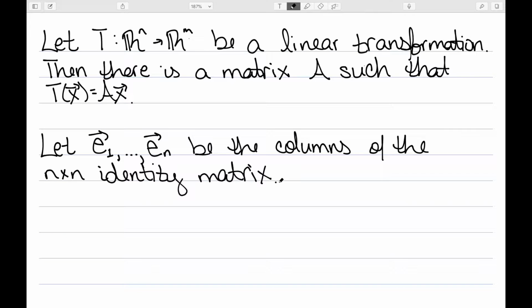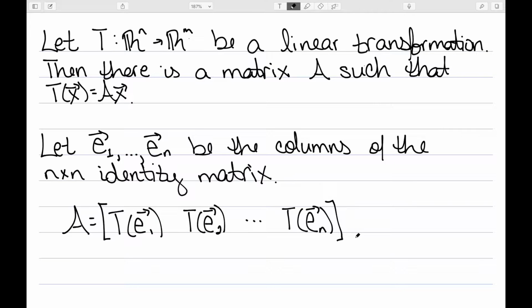Let's let E1 through En be the columns of the n by n identity matrix. Then we can define A as the matrix whose columns are given by T of E1, T of E2, etc. So if I look where these columns of the n by n identity matrix map to under my linear transformation, I can form my matrix. Let's look at some examples of this.